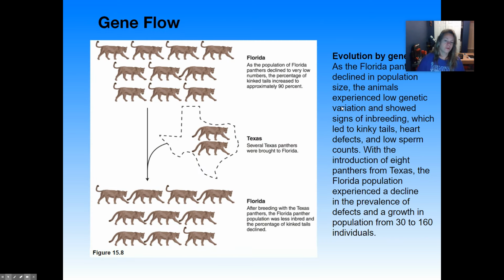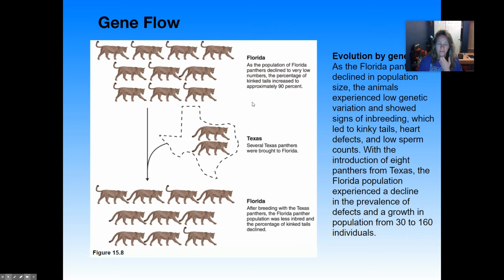All right, so if we look at gene flow, this is an example of the Florida panther. Basically, the Florida panther is isolated, so it's not able to reproduce with very many other panthers. And for some reason, there was this kinked tail trait that was really prominent in the Florida panthers. It was not allowing them to hunt very well. So you can see the kinked tail versus the straight tail. With the kinked tail, they weren't able to move as easily. They weren't able to hunt as easily because their tails are a balance weight for them.